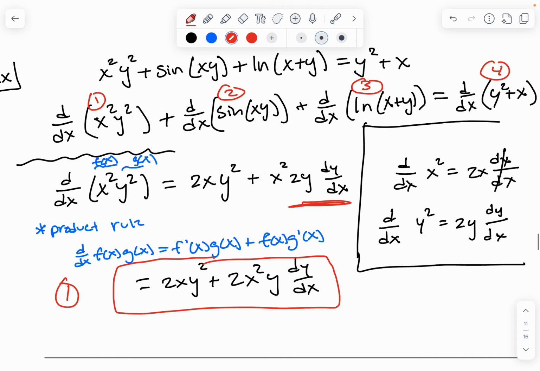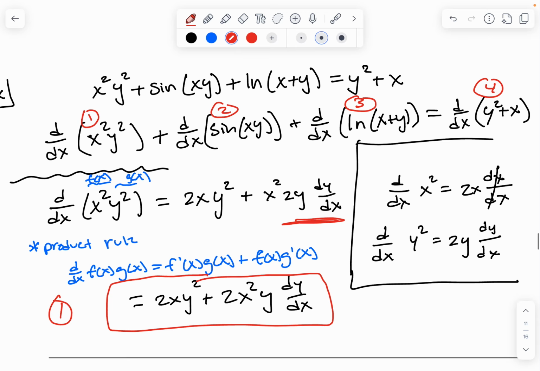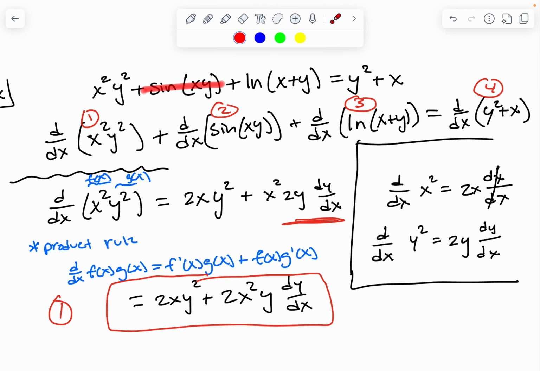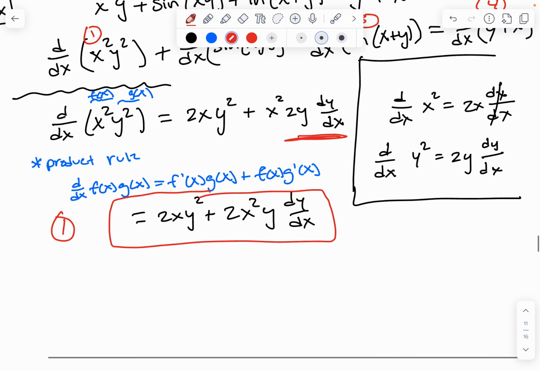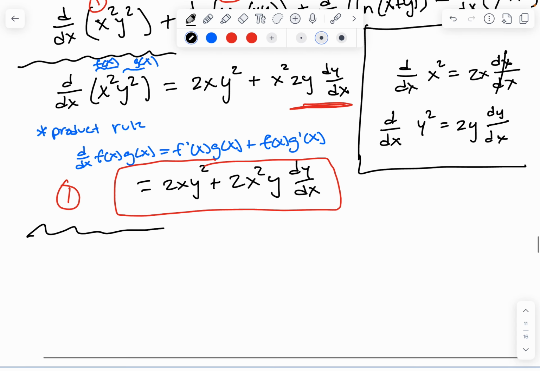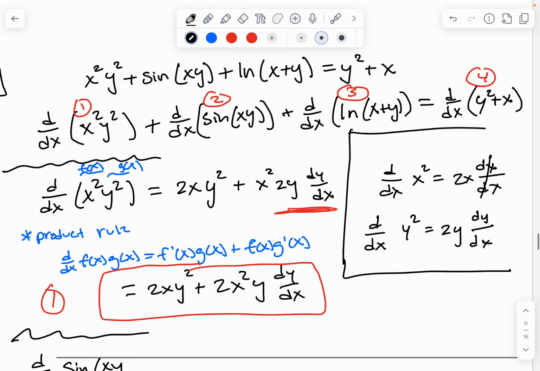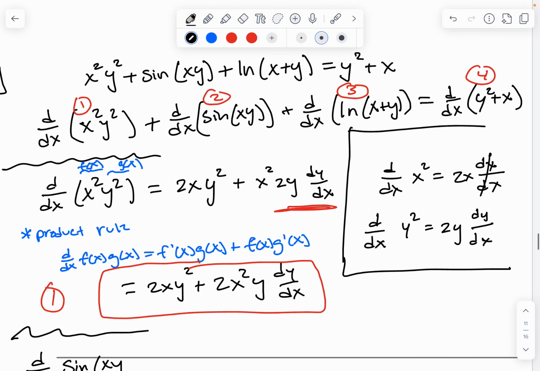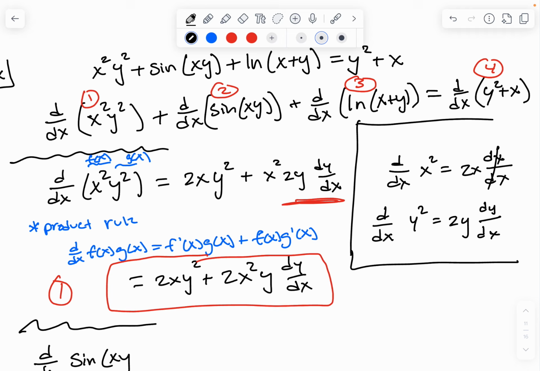All right, so let's move on to number 2, which is the sine of x times y. So I'm going to draw another little dashed line. So we're going to take the derivative of sine xy.